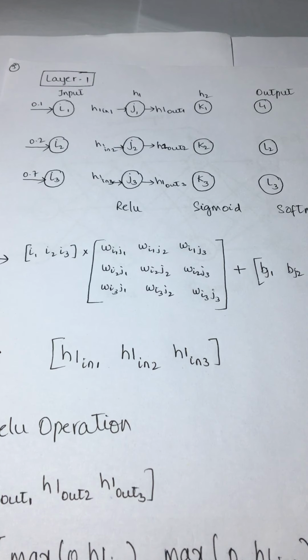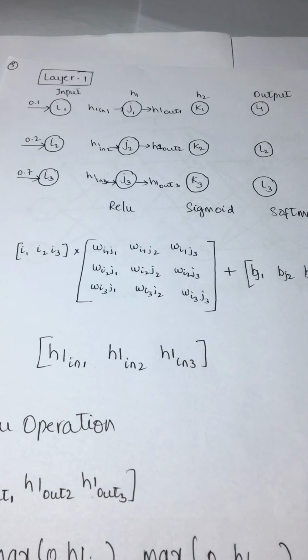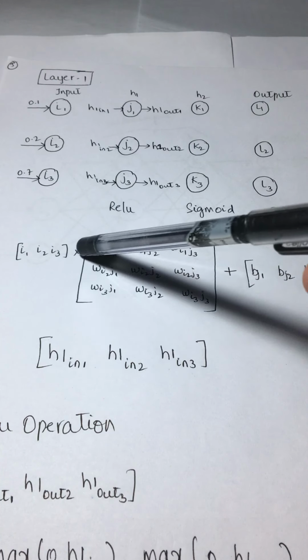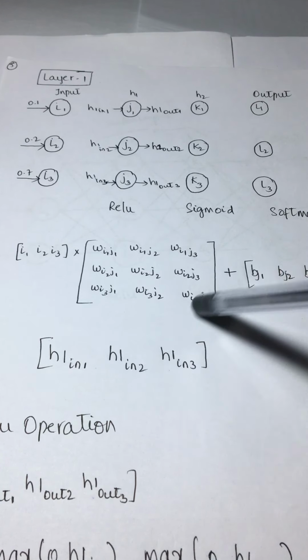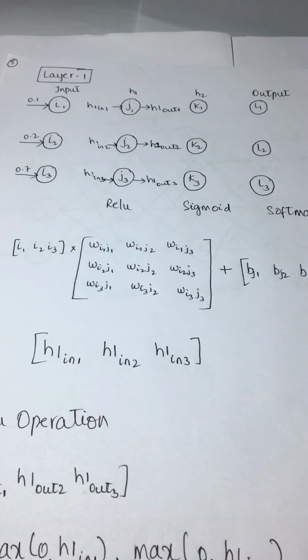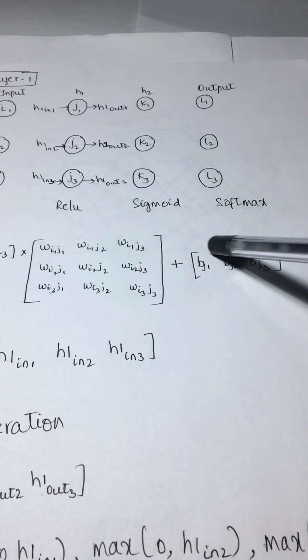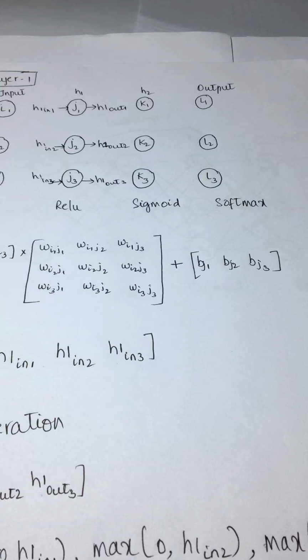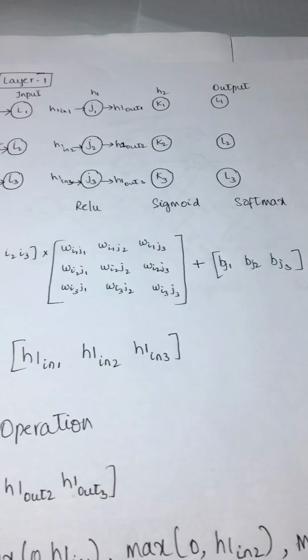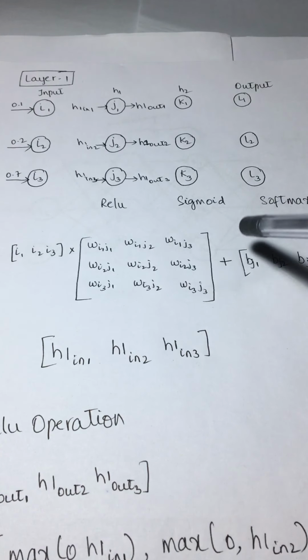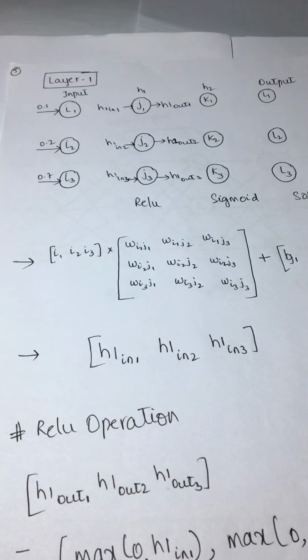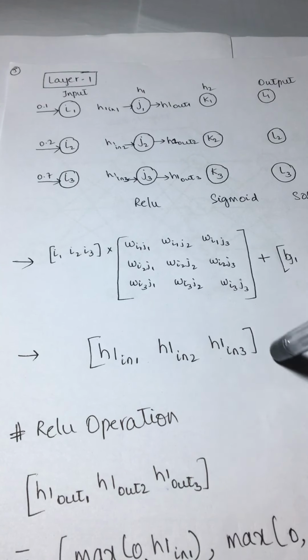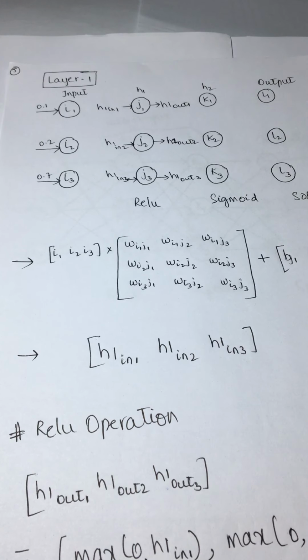Here, what happens is you have your input values I1, I2, I3. You multiply with your randomly initialized weight matrix which we just saw. These are your again randomly initialized biases. You take the product of each one of these and add to your bias, correct? That is what gives you H1 in1, H1 in2, and H1 in3.